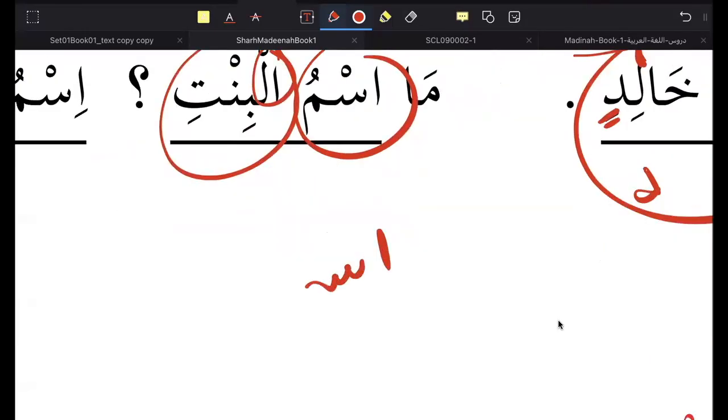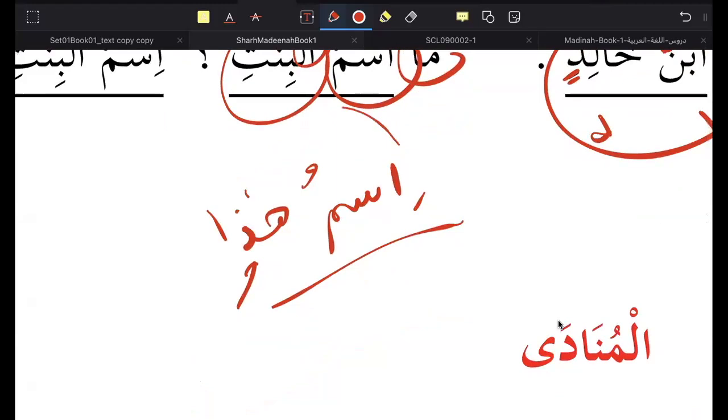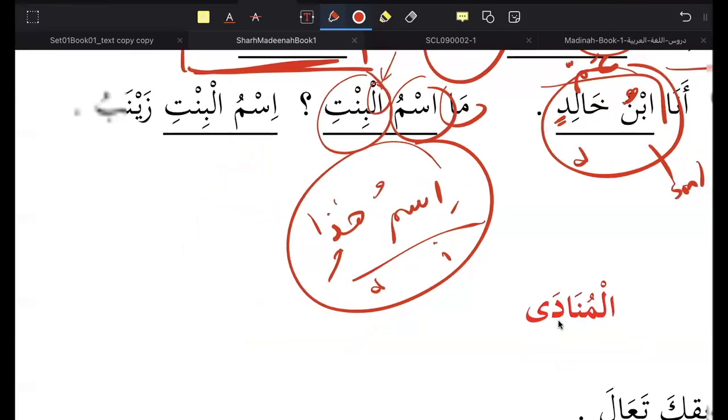If we say ismu hada, what about this one? So what about hada here? Is it definite or indefinite? Does this one follow our rule that the first is indefinite and the second is definite? What about hada? We talked about hada. Definite or indefinite? Hada is definitely definite, because it is a pointing pronoun. All the pronouns are definite.